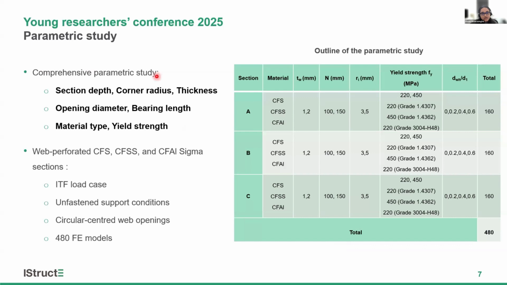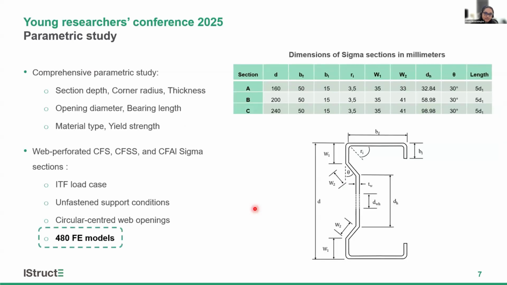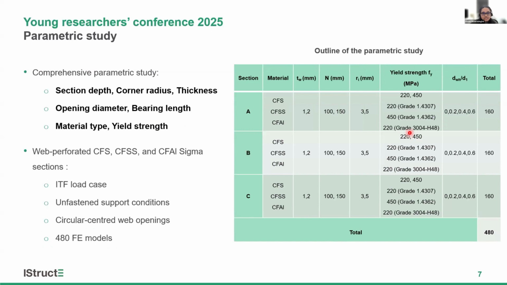So these are the parameters which we considered in our parametric study. To identify the effect of the section depth, we considered 3 sigma sections. Here you can see the dimensions of those sections. And we also considered the 3 materials, and we considered 2 thickness values. We considered 2 bearing lengths, 2 cone radius values, and also 4 web opening ratios.